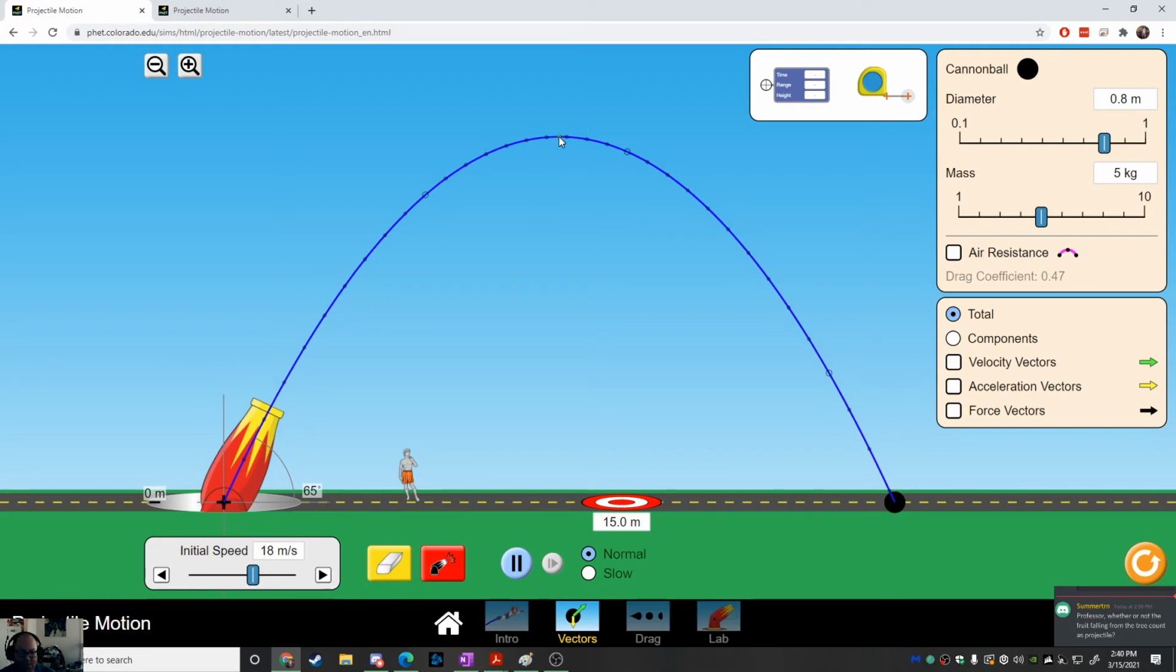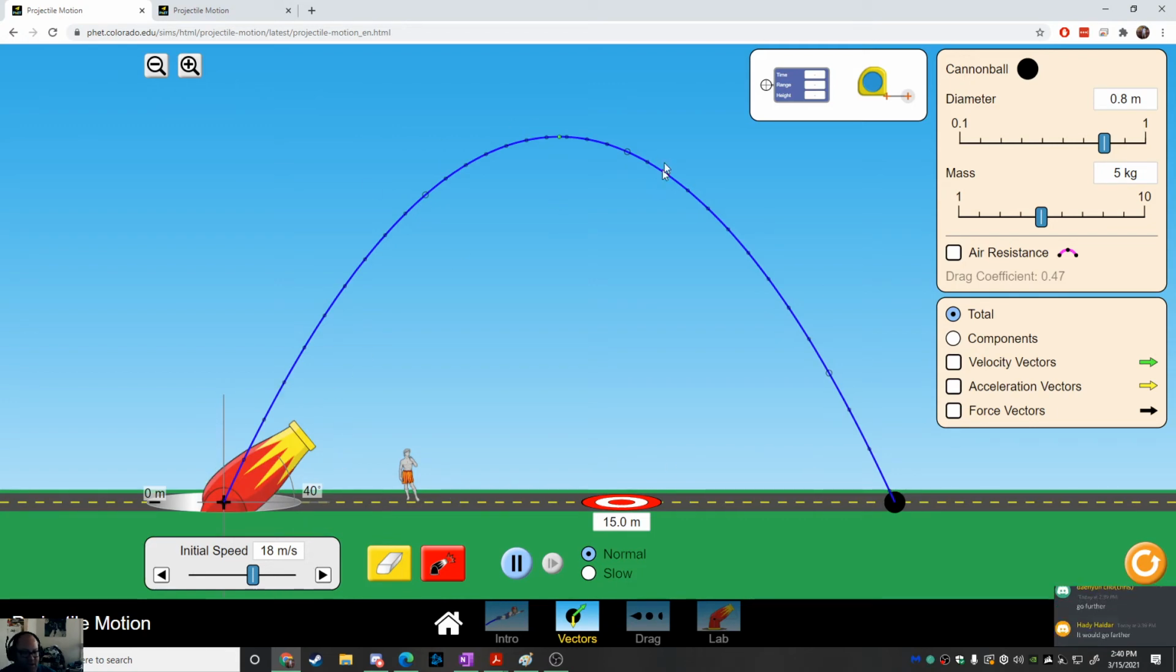All right, so you've got this top point right here. And what's really nice about this program is we can look at velocity vectors. But before you do that, I just want to do something real quick here. This thing was shot at 65 degrees, right? What do you think is going to happen if I put it down to, let's say, 40 degrees? Do you think the ball is going to go farther or shorter if I shoot it at 40 degrees?